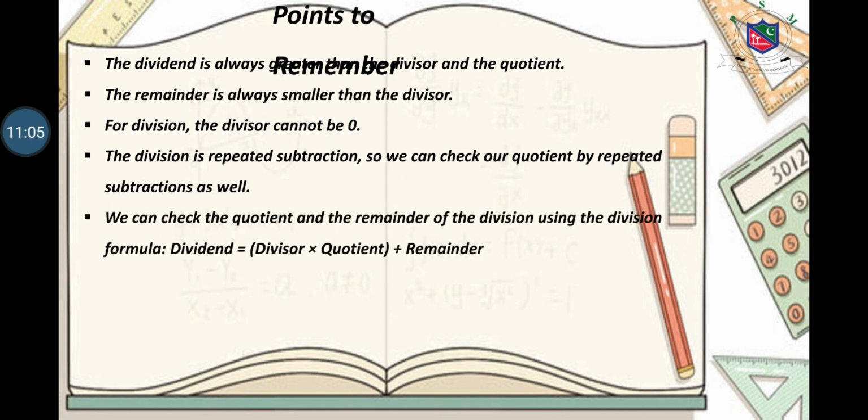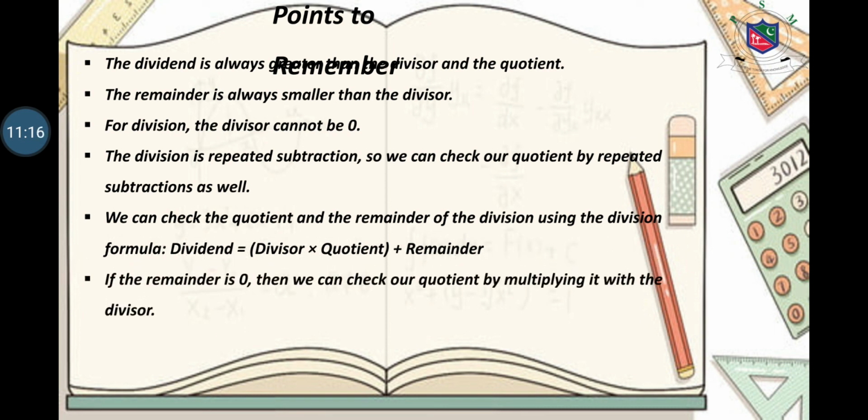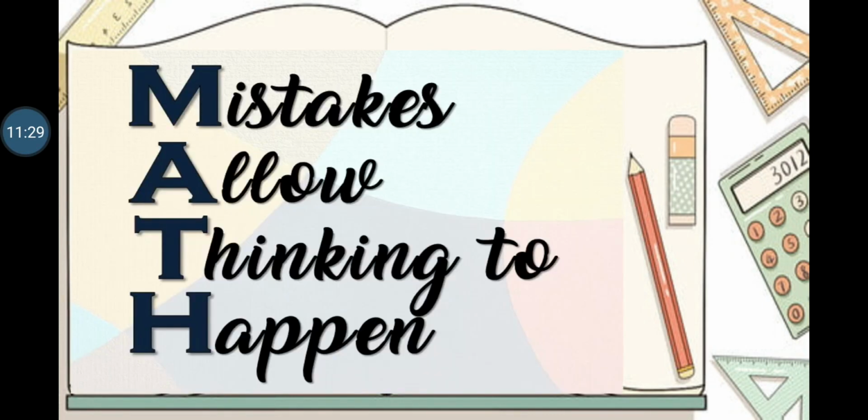We can check the quotient and remainder of the division using the division formula: dividend is equal to divisor multiplied by quotient plus remainder. If the remainder is 0, then we can check our quotient by multiplying it with the divisor. If the product is equal to the dividend, then the quotient is correct. My dear students, math means M for mistakes, A for allow, T for thinking to, and H for happen. So mistakes allow us thinking to happen.